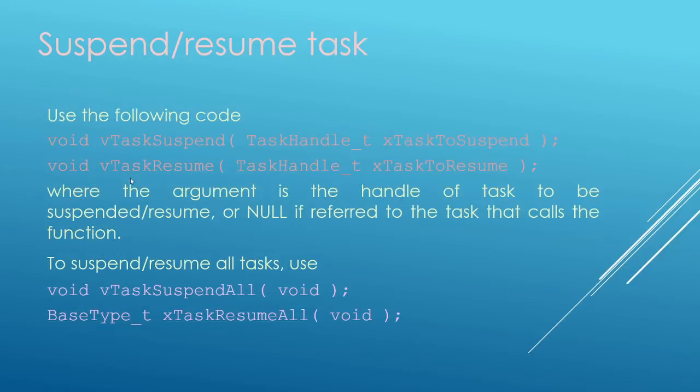If you want to suspend a task or resume it, so that you want the task to run again after you suspend it, you can use vTaskSuspend and vTaskResume and put the task handle to it. If you want to suspend all the tasks, you use vTaskSuspendAll. You don't have to put any argument here, as well as you have a vTaskResumeAll.